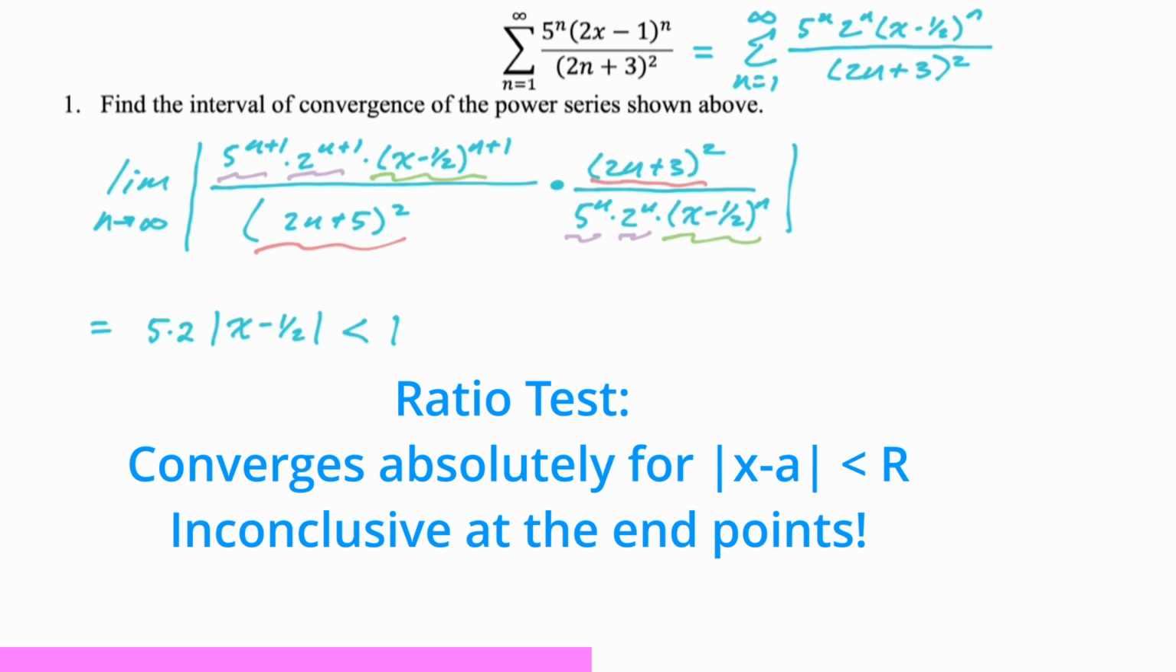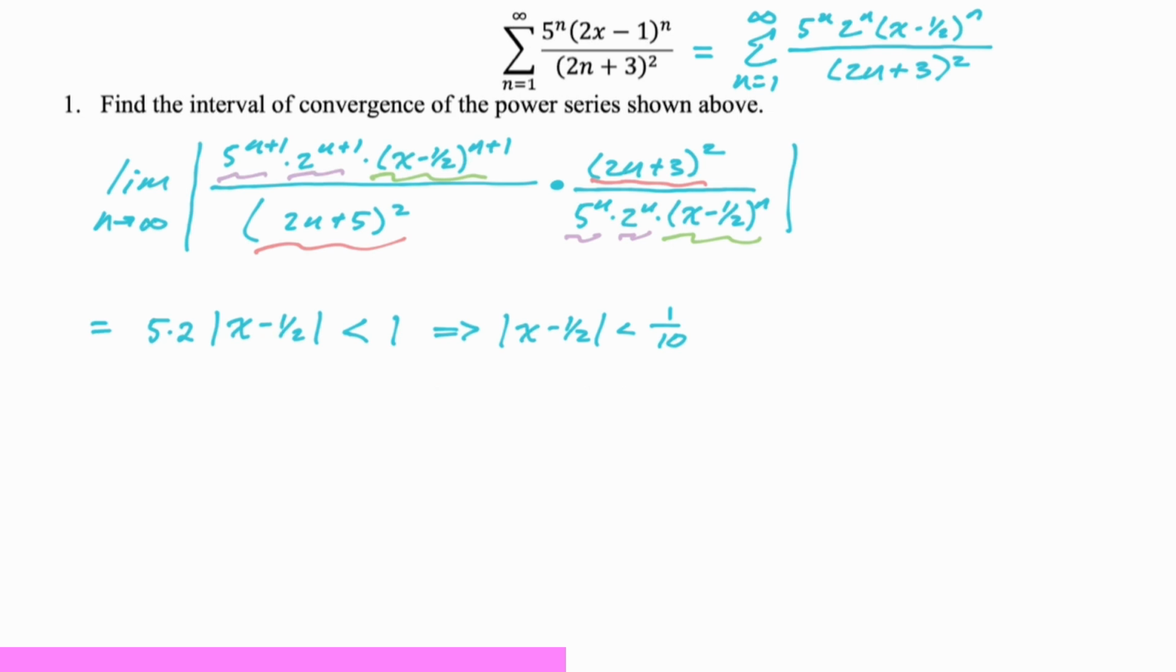So I'm going to divide both sides by 10 to get the absolute value of x minus 1 half is less than 1/10. I'm going to draw a number line here, put 1 half in the middle, and I can go 1/10 in either direction. So 1/10, 1/10, which takes me to 11/20 on this side and 9/20, I should say. So we converge absolutely on this interval.